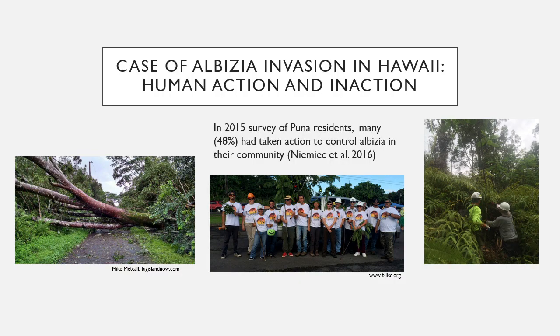So I examined these questions through a case study of Albizia invasion in Hawaii. Now, Albizia is a nitrogen-fixing invasive tree species that causes an immense amount of ecological and socioeconomic damage. As you can see here in the picture on the right, Albizia can fall down in high winds onto roads and power lines and people's homes. And we found in recent surveys of residents that because of these huge socioeconomic impacts, many residents have begun taking action to combat Albizia on their property and in their community. So it's therefore possible that these actions may influence the distribution of Albizia across the landscape.